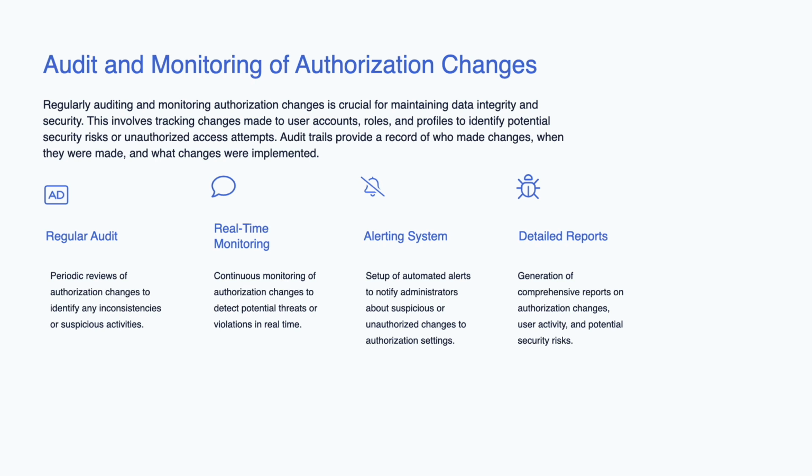Next one is the alerting system. An automated alerting system can notify administrators of suspicious or unauthorized changes to authorization settings, allowing for quick action to mitigate potential security risks. The last one is detailed reports. Comprehensive reports of authorization changes, user activity, and potential security risks are essential for ongoing security management, providing a clear record of who made changes and when.